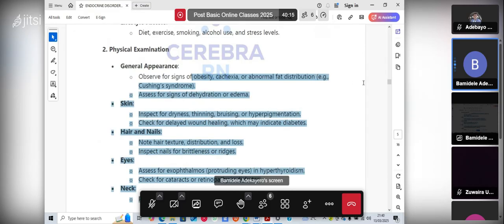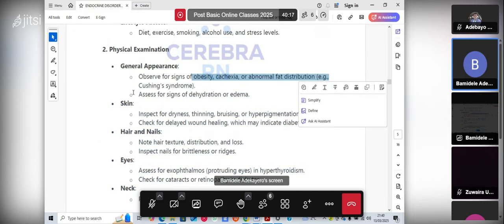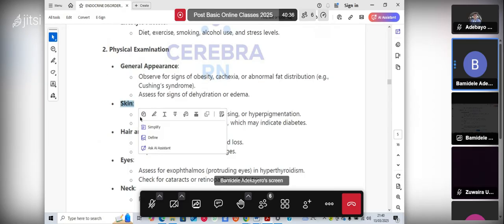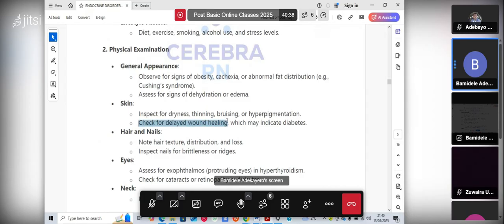Furthermore, looking at the appearance, signs of dehydration or edema. Just to include for patients with diabetes, you're looking for any wound because patients with diabetes have problems with wound healing. So you're looking for any cuts or break in skin integrity under the skin. Like I said, check for delayed wound healing. This may indicate diabetes. All right, so those are very, very important.